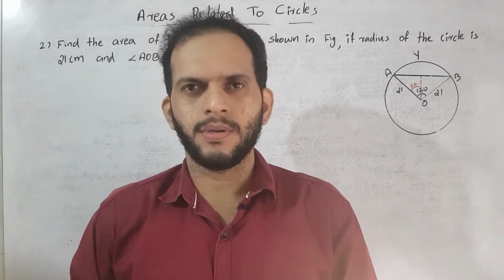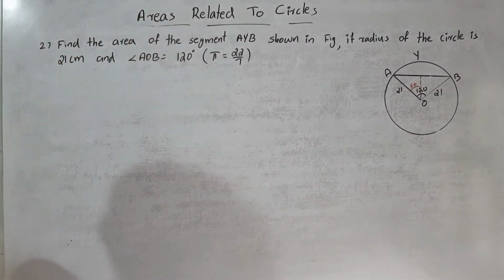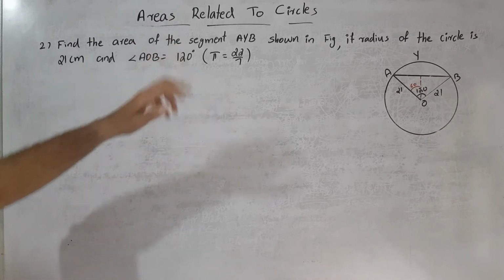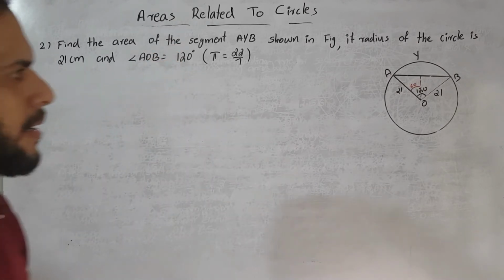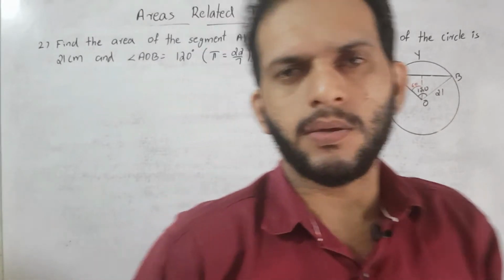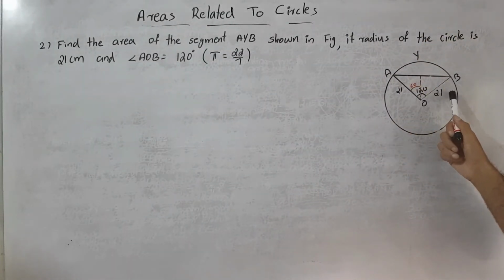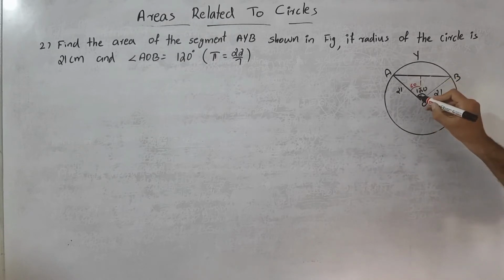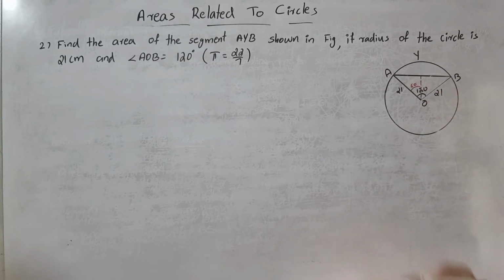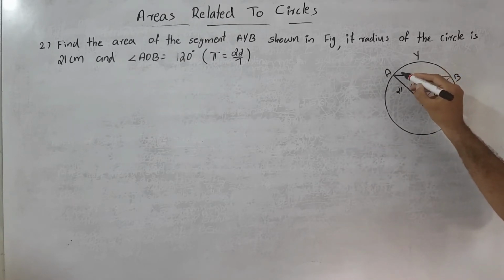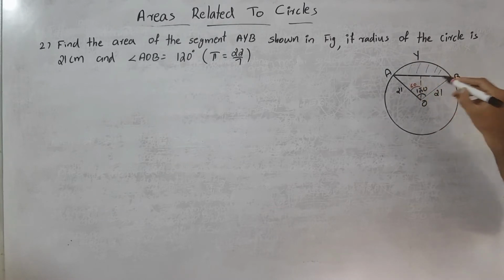Okay, next question is like this: find the area of the segment AYB shown in the figure if radius of the circle is 21 centimeter and angle AOB is equal to 120 degree. Here the figure is very clear, the radius is 21 and 21 and the central angle is 120 degree. Then we want to find the area of this segment.